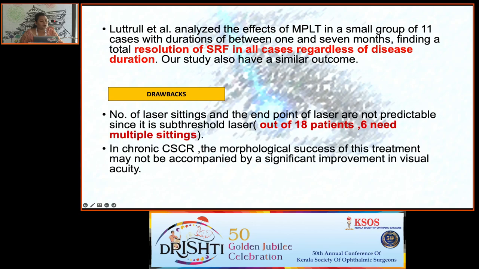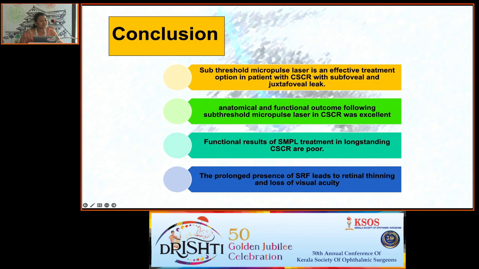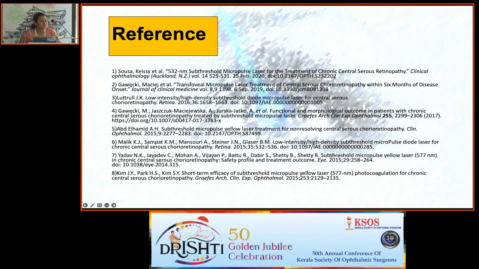Conclusion is, subthreshold micropulse laser is an effective treatment option for patients with CSCR with subfoveal and juxtafoveal leak. Anatomical and functional outcome following subthreshold micropulse laser in CSCR was excellent, and the functional result of subthreshold micropulse laser treatment in long-standing CSCR is poor. The prolonged presence of SRF leads to retinal thinning and loss of visual acuity. These are my references. Thank you.